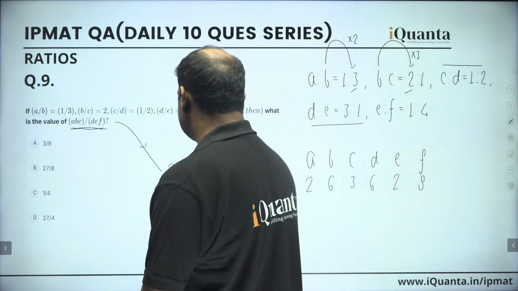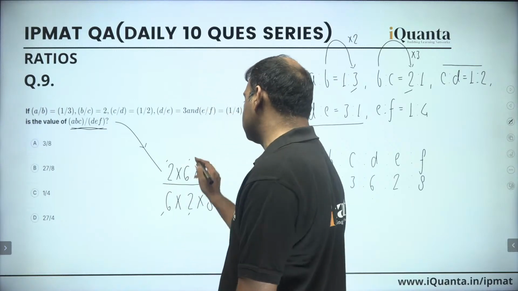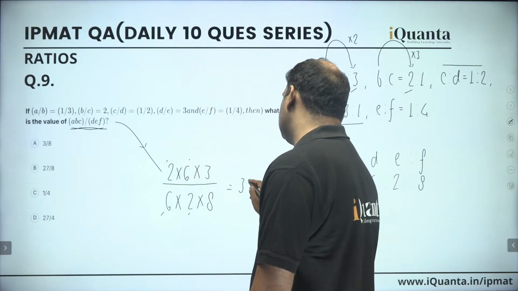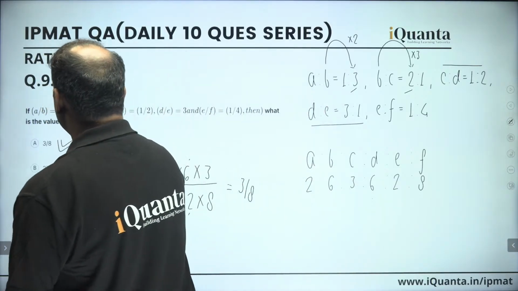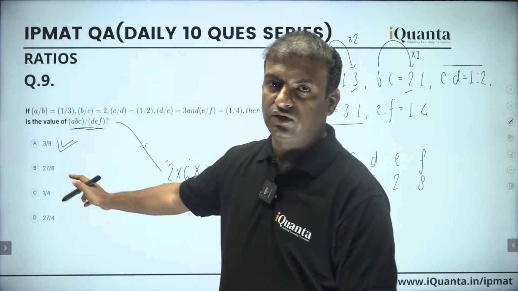So guys, 6 got cancelled, 2 got cancelled, and we are left with only 3 upon 8. So we can say that final answer is nothing but 3 upon 8, which is option number A given in the question. I hope you understood.